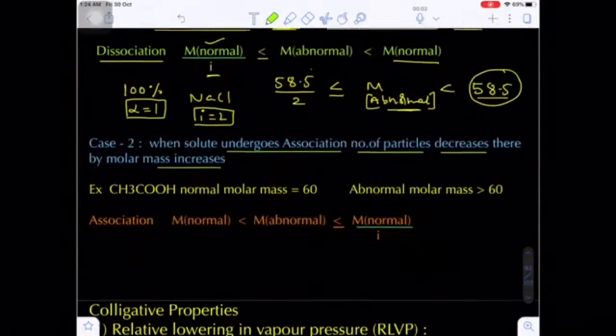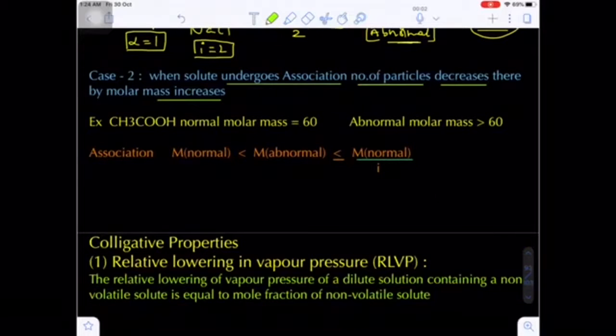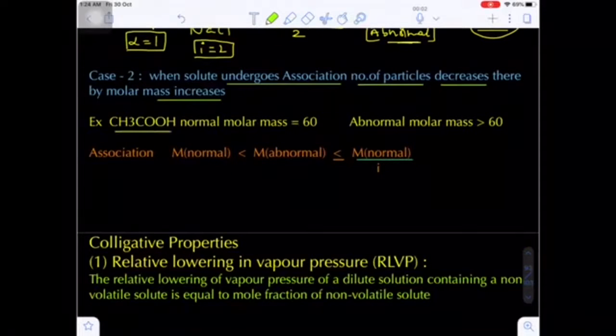Okay. Now here, let's suppose, for example, I am taking acetic acid. Do you know what is the molar mass of acetic acid? The normal, expected molar mass is 60. Yes or no? But if you see in the experiment, in the solvent benzene, that is a non-polar solvent, the molar mass will be greater than expected, above 60.